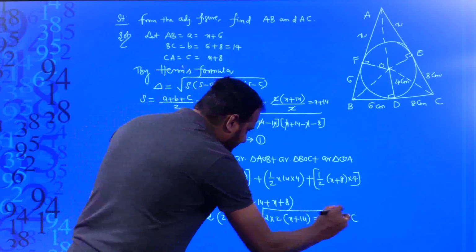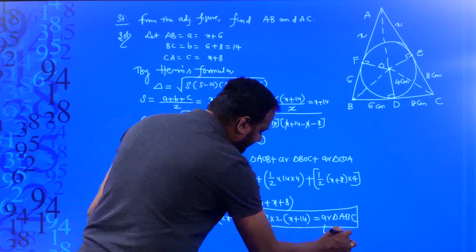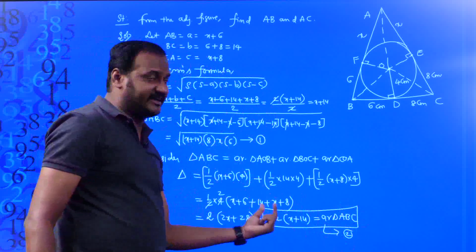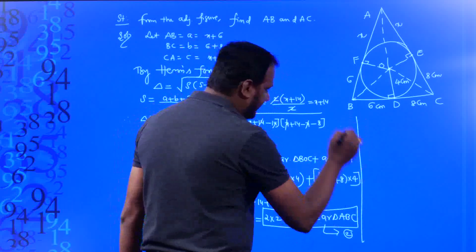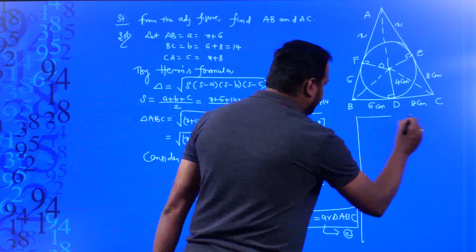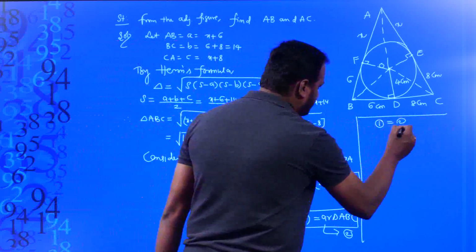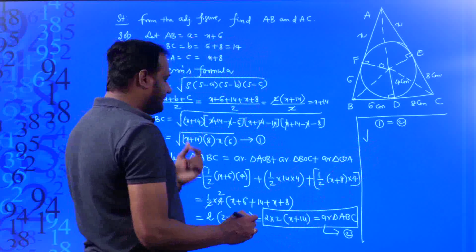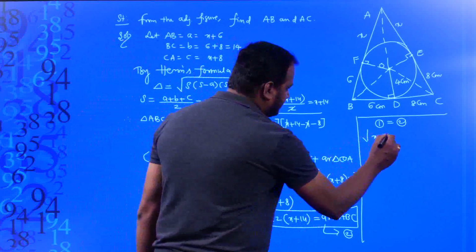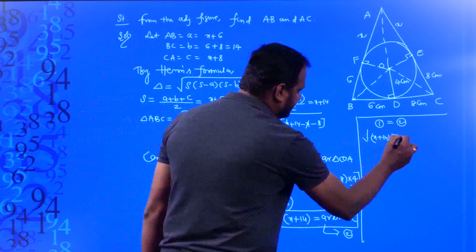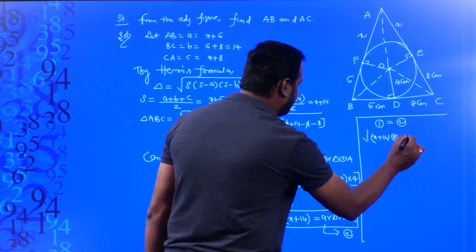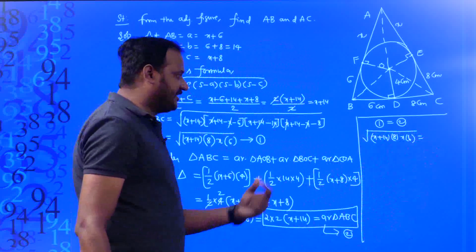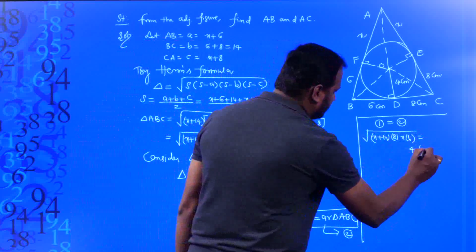So in two ways we found the area of the same triangle, right? So this is the area of triangle ABC, and this is also the area of the same triangle ABC only. So what should be done here? Can we equate both the areas? Of course. So when you equate both the areas 1 and 2, here the area is square root of x plus 14 times 8 times x times 6, is equal to, what did you get here? You got 2 into 2, which is 4 times x plus 14.